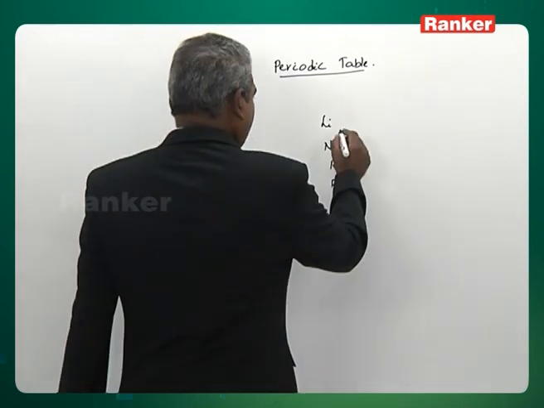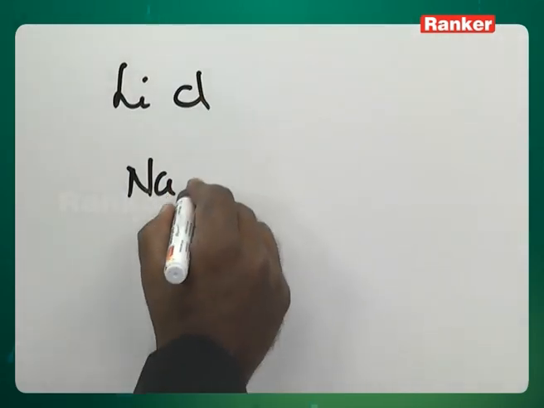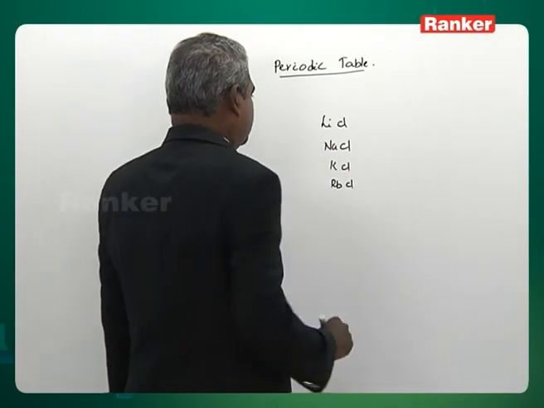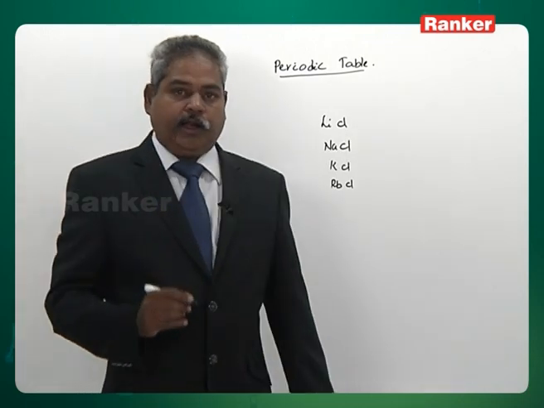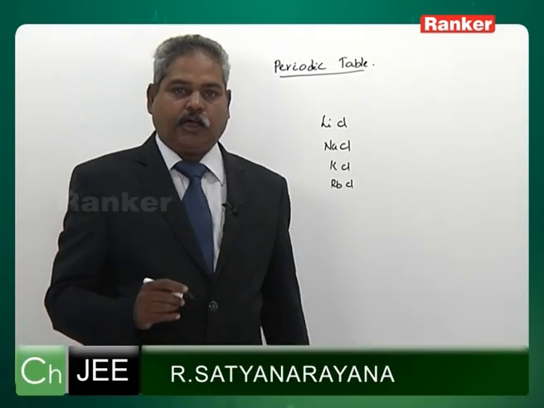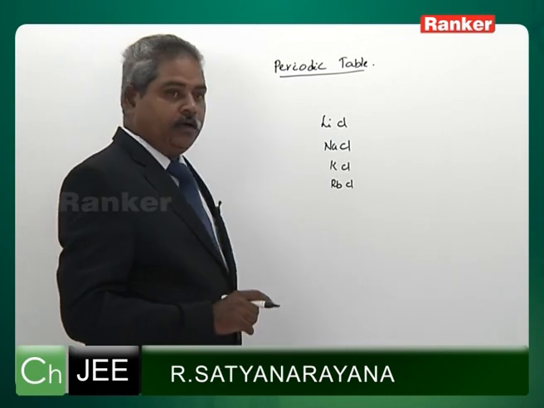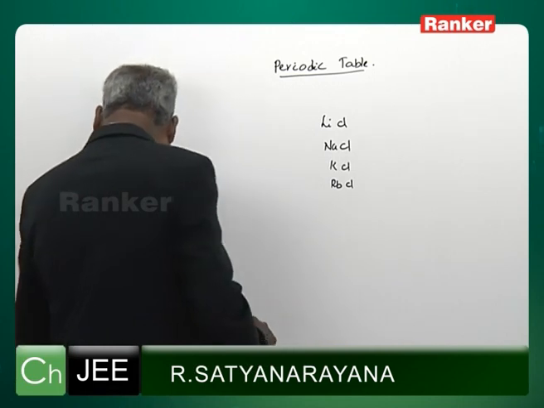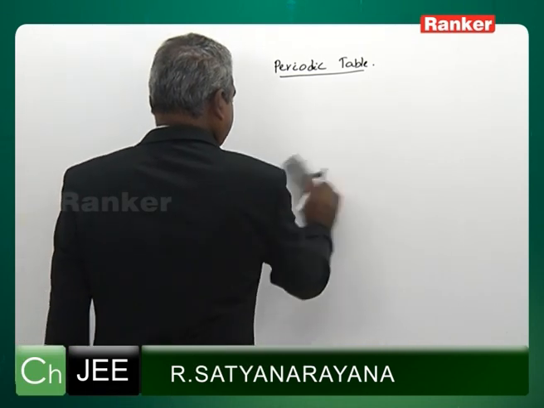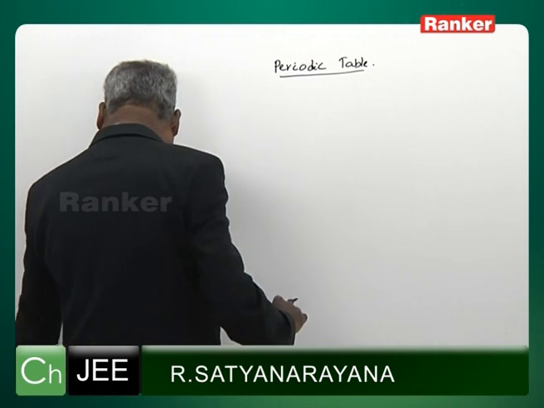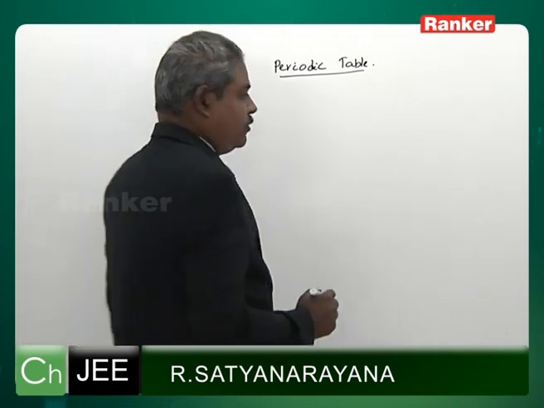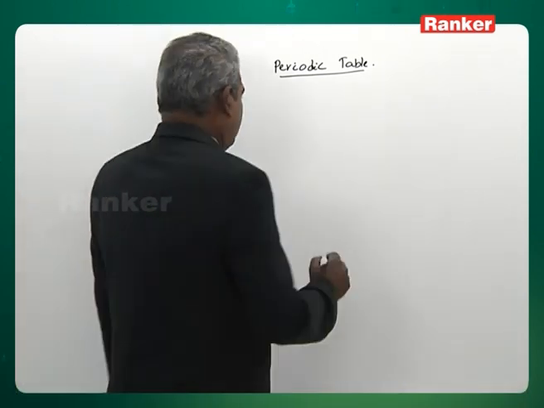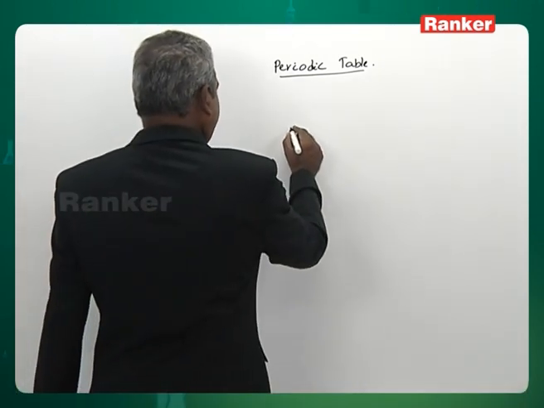You can say if the formula of lithium chloride is LiCl, that of sodium chloride will be NaCl, KCl or RbCl. So, all elements with similar properties have been arranged in horizontal and vertical lines, and the horizontal lines are called periods and the vertical are called groups. Look here, we have 18 groups in the periodic table. This is the broad picture of the periodic table.